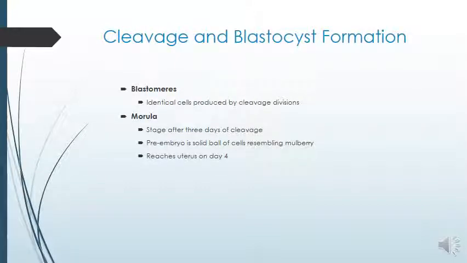If we look at the process of cleavage and blastocyst formation, we can see that identical cells are produced by cleavage divisions, and these are called blastomeres. The stage called the morula occurs after 3 days of cleavage. The preembryo is a solid ball of cells resembling a mulberry. And during the process that these cleavage divisions are occurring, the morula, or the solid ball of cells, is making its way to the uterus, and it reaches the uterus on about the 4th day since fertilization.